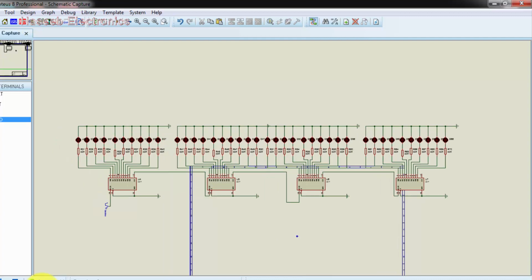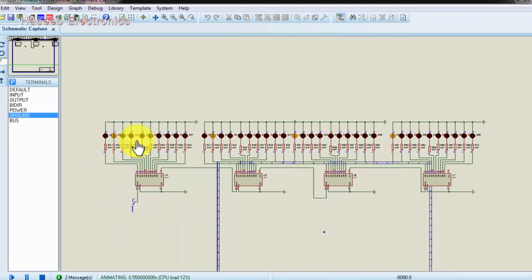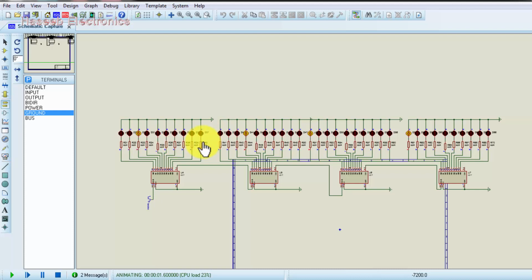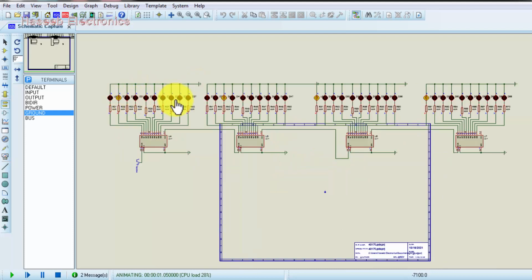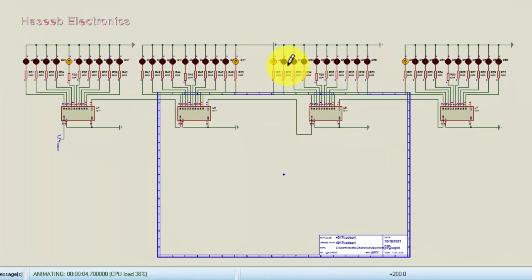Now I will simulate it. We can see now the second stage is counting pulses. The first stage is counting at 10 Hertz. Then the pulses are moving to the next stage. When it completes its cycle from 1 to 10, it will shift one pulse to the next circuit. When it completes its cycle, the frequency will be divided by 10 at each stage.